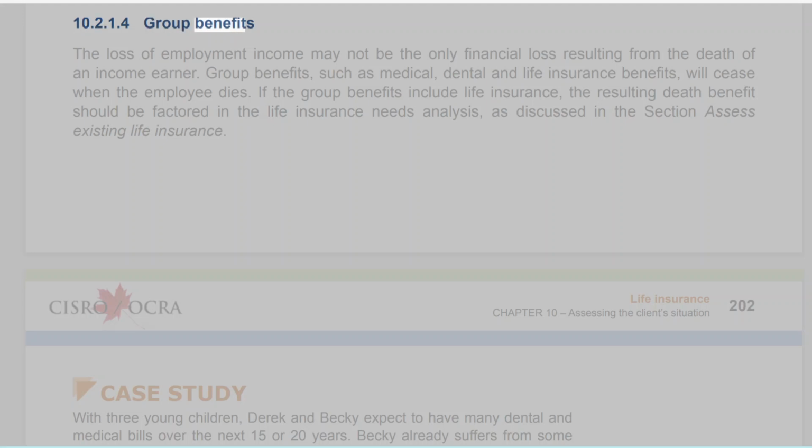10.2.1.4 Group benefits. The loss of employment income may not be the only financial loss resulting from the death of an income earner. Group benefits such as medical, dental and life insurance benefits will cease when the employee dies. If the group benefits include life insurance, the resulting death benefit should be factored in the life insurance needs analysis, as discussed in the section Assess Existing Life Insurance.